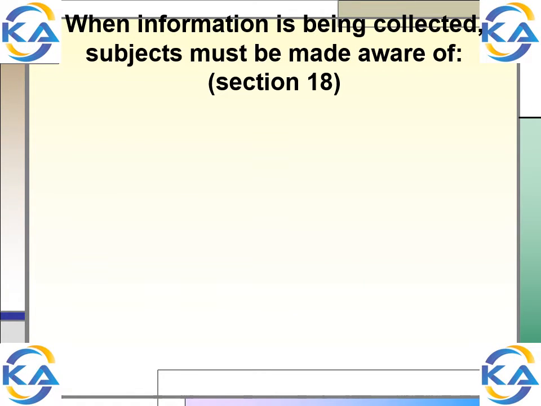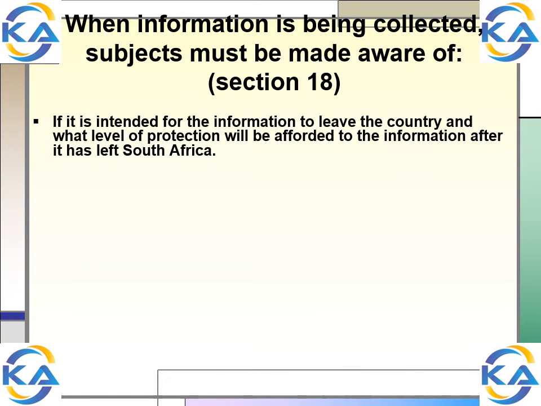When information is being collected, subjects must be made aware of, again, Section 18 of the POPIA Act, if it is intended for the information to leave the country, and what level of protection will be afforded to the information after it has left South Africa. So in the event that your holding company might be in the UK or somewhere in Europe, and we need to transfer your information to centralized databases because HR is sitting in Europe, how is the company going to make sure that if your information leaves South Africa, it is protected overseas?